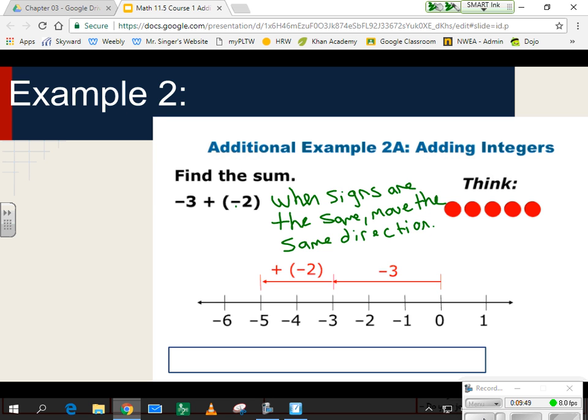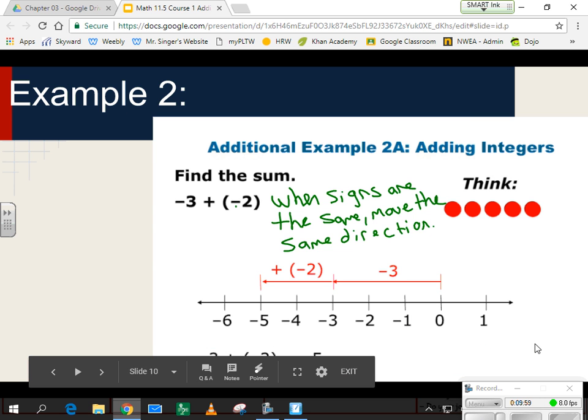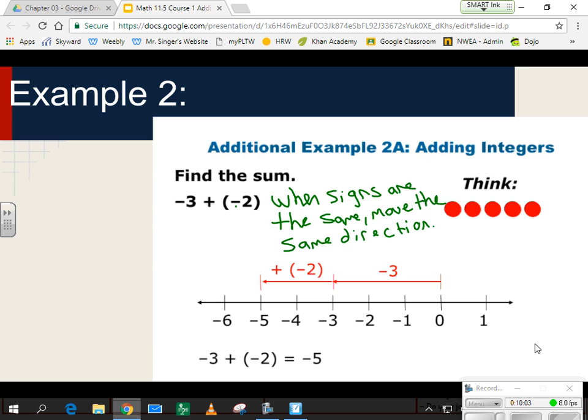They're both negative. So you know that all you have to do is just add 3 and 2, but since they're both negative, you have to keep moving left on the number line to that negative. And if we look at this problem, -3 plus -2 gives you -5.